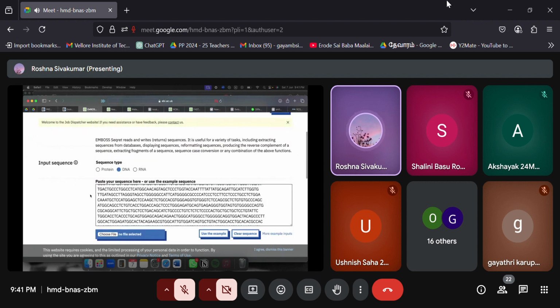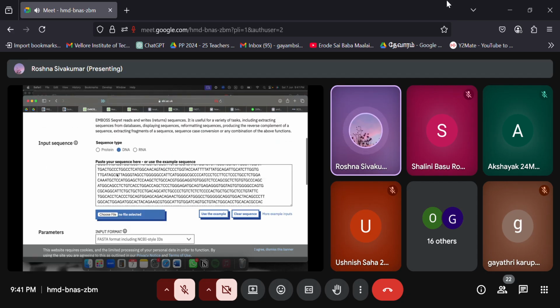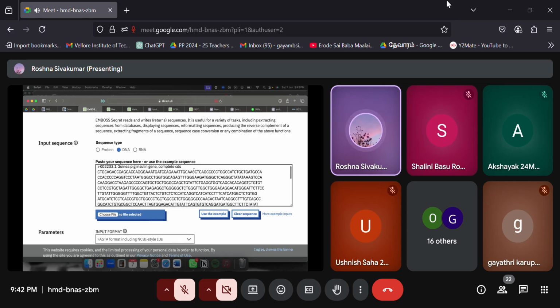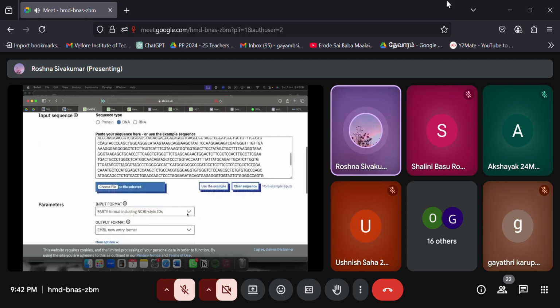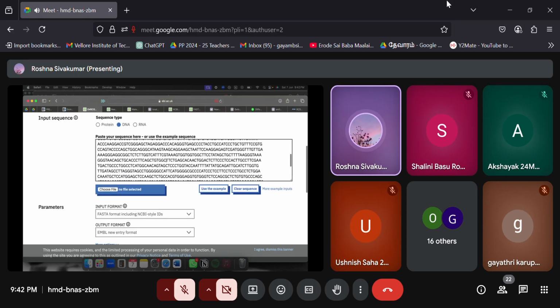But typically what happens here is, you just type EMBOSS Seqret because it's the tool, and the input is DNA. So here I have taken the guinea pig's insulin gene. A short explanation is that wherever you go, you're always going to be looking at human genes and all of that, so I thought it would be a little more interesting if we have some fun animals involved. So here I've taken the guinea pig's insulin gene, and I have taken this in the FASTA format.